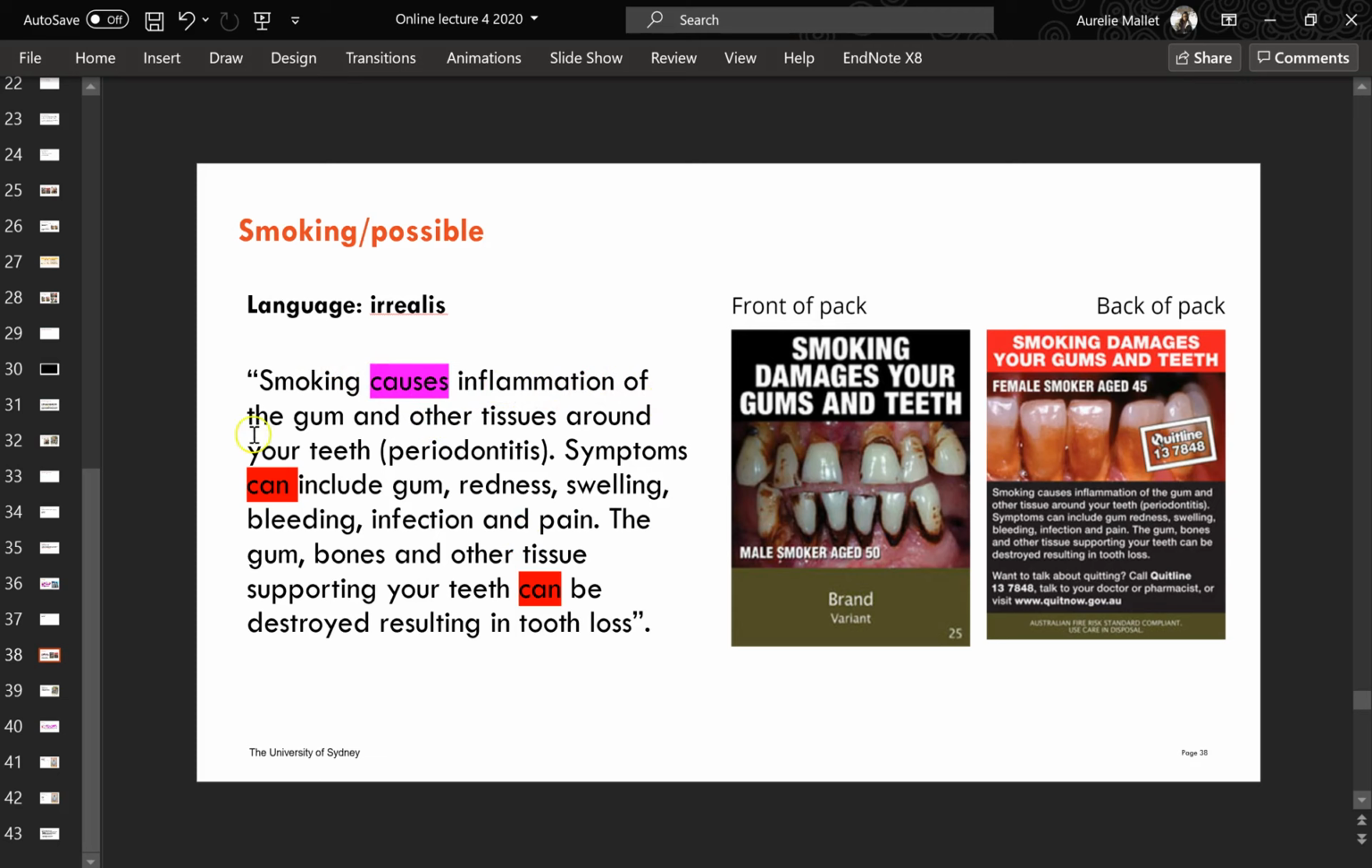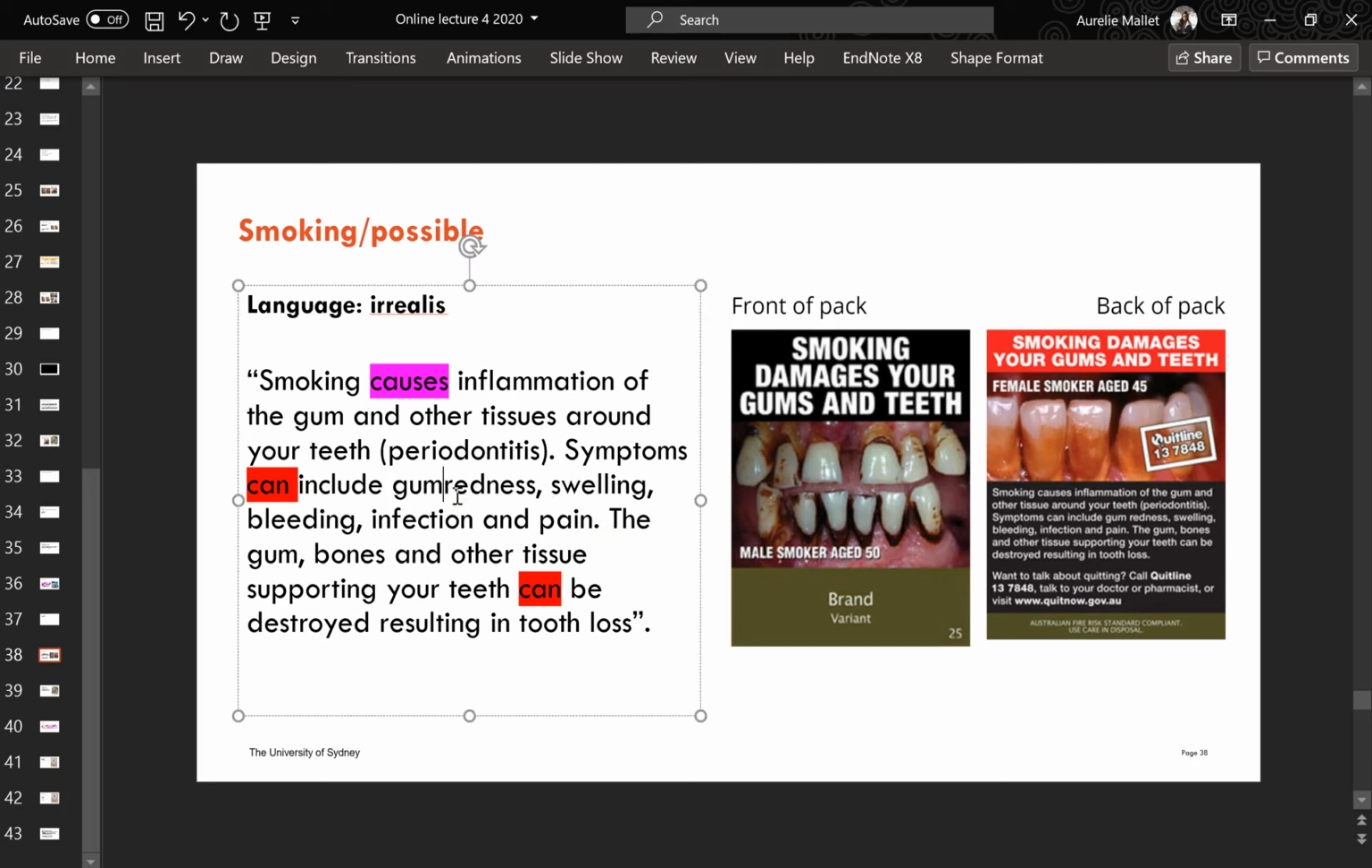Smoking causes inflammation of the gum and other tissues around your teeth, called periodontitis. Symptoms can include gum redness, swelling, bleeding, infection, and pain. The gum, bones, and other tissues supporting your teeth can be destroyed, resulting in tooth loss.